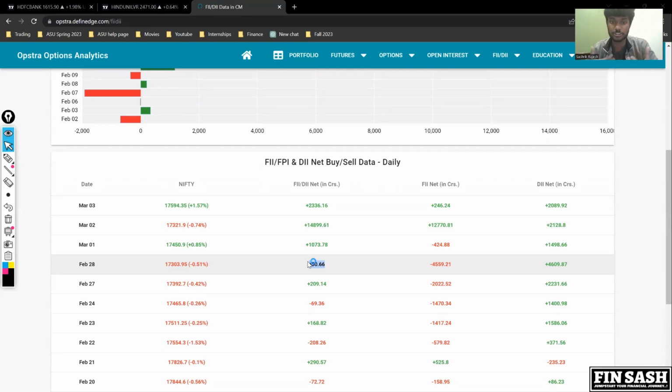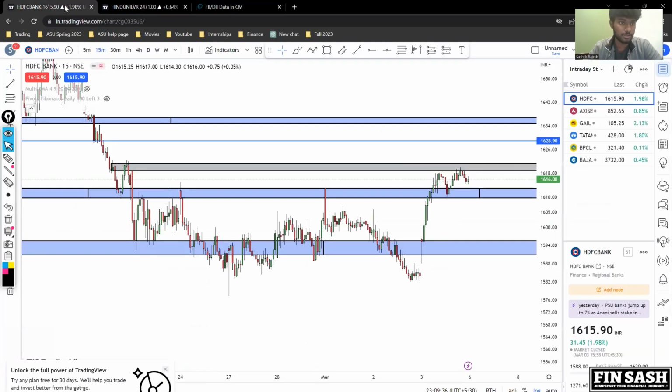Which gives us conviction over our analysis. But whatever happens in the market based on price action, that's when we take the trade. We don't go based on this data. We just use this for some kind of conviction and to take up a side, right? So FIIs and DIIs are basically bullish in the market. That's what this conveys. All right, let's move on to some intraday stocks.